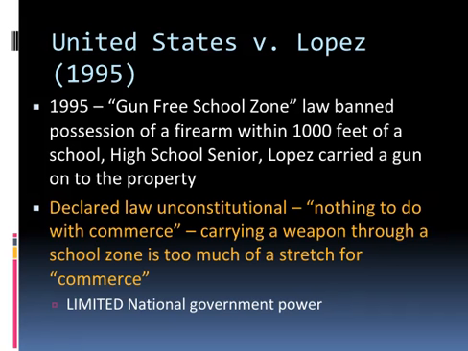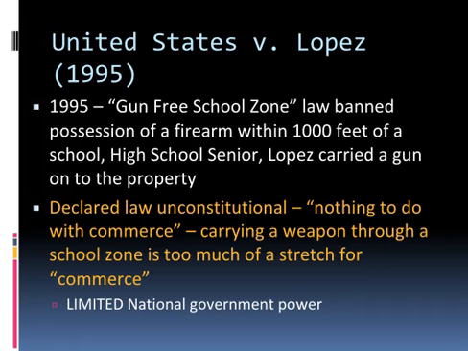Once it's discovered that he has a gun, Lopez is punished because he is in violation of the Gun-Free School Zone law. Lopez sues the government, believing that he's not in violation of this law or he shouldn't be punished, and it goes all the way to the Supreme Court. And we talked about two very old Supreme Court decisions where the national government's power was expanded because of commerce, because of the Elastic Clause, that kind of stuff.